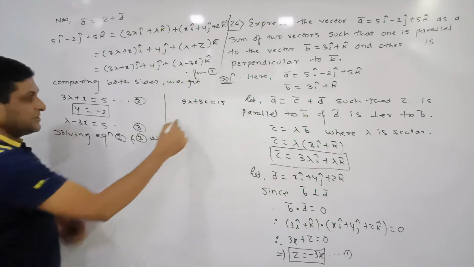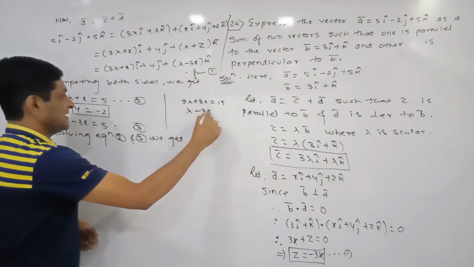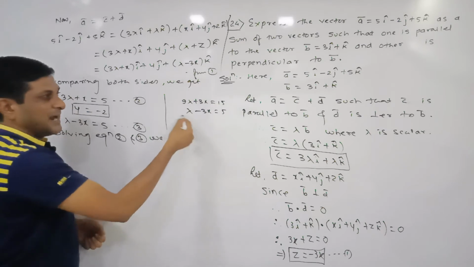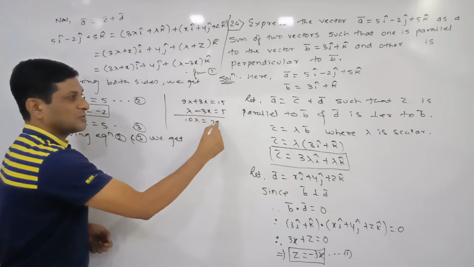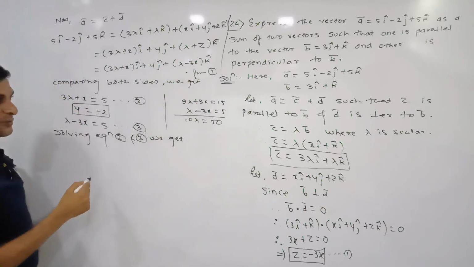And what is this equation? Lambda minus 3x is equal to 5. If we take the addition, these two terms will get cancelled. On this side we will get 10 lambda is equal to 20, meaning lambda will be equal to what? 2.